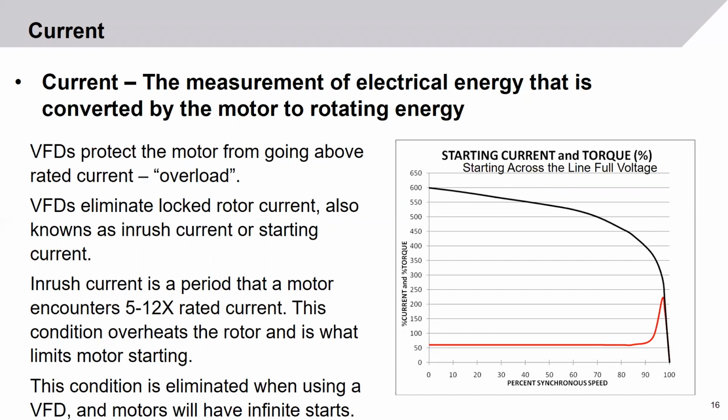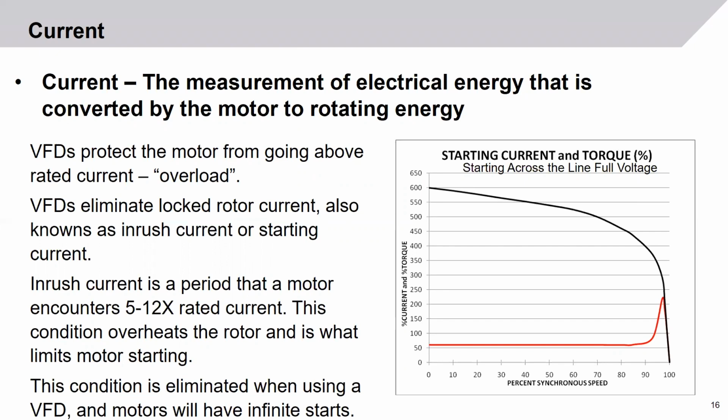Inrush current is a period that a motor encounters 5 to 12 times its rated current. This condition will overheat the rotor, and it is what limits motor starting. However, since the motor never sees such high inrush currents, this condition is eliminated when the motor is on a VFD, and the motors will then have infinite starts.